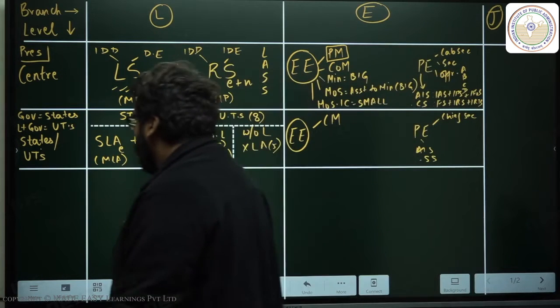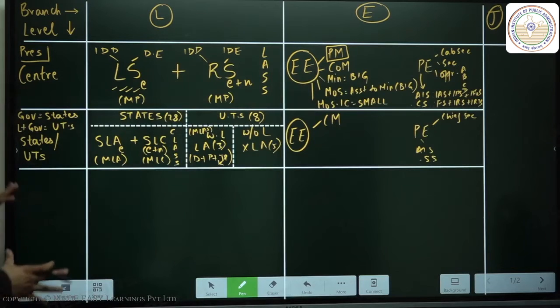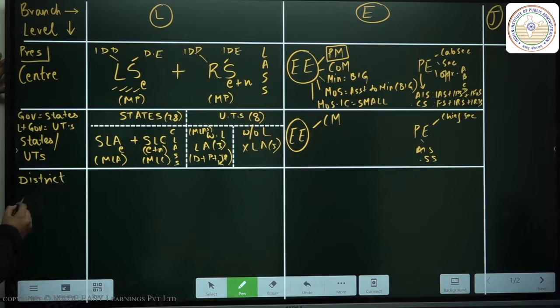Okay, alright. Now we look at the lower part of it all. This can get slightly confusing. You just have to pay absolute attention. Now we are inside a state. Now inside a state, we basically have 4 divisions. Okay, there is a district, there is a subdivision, there is a block, and there is a village.